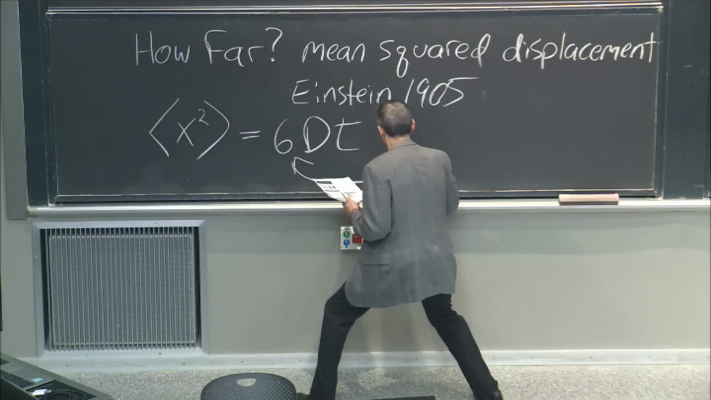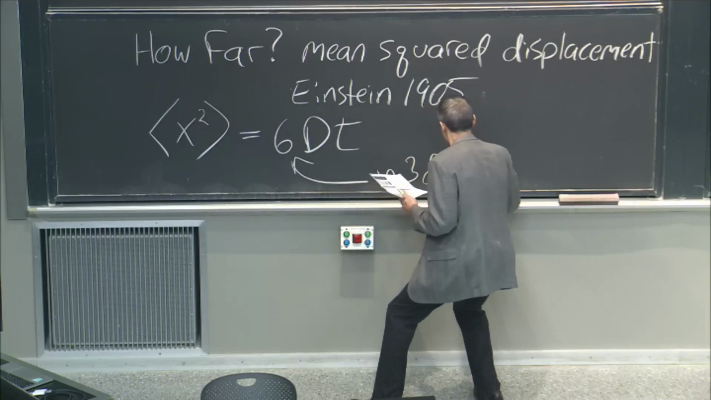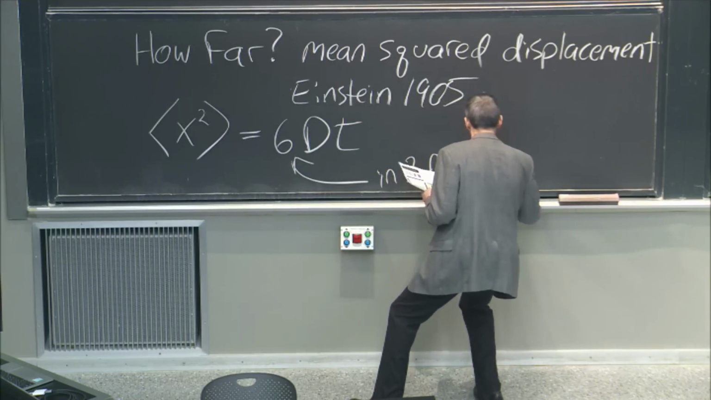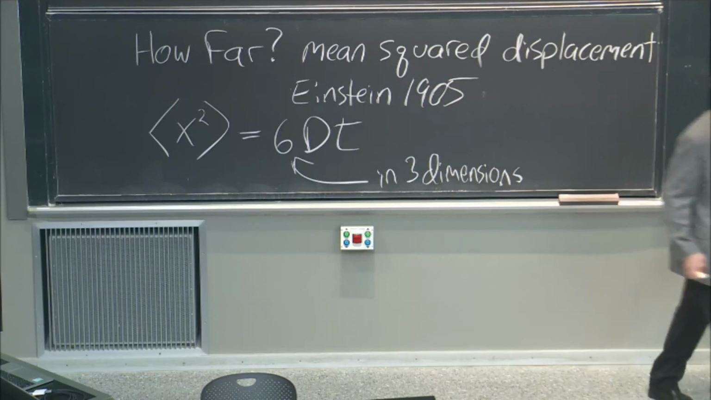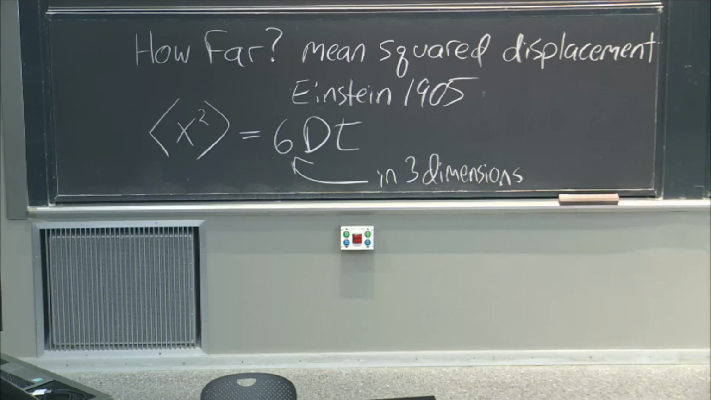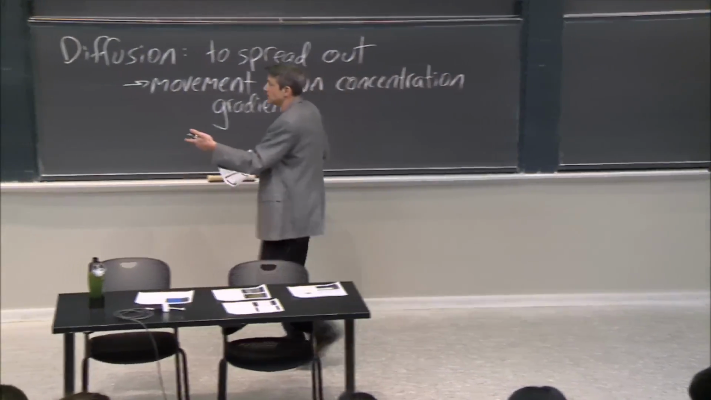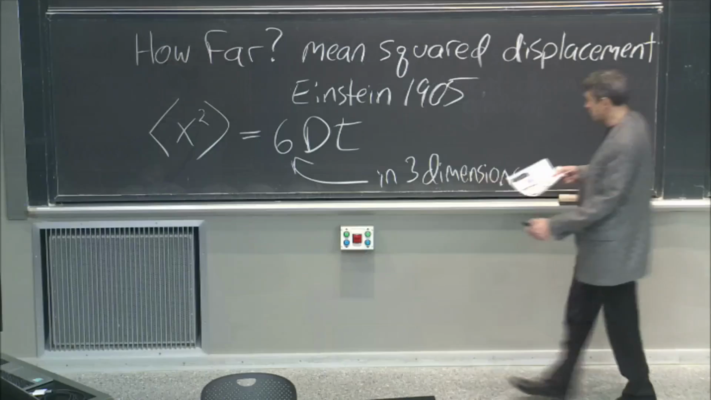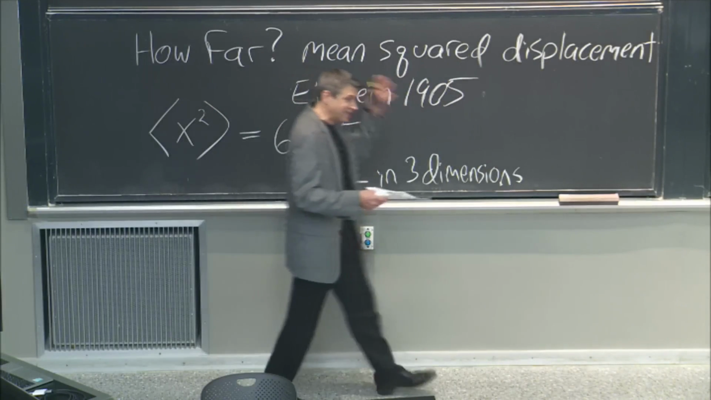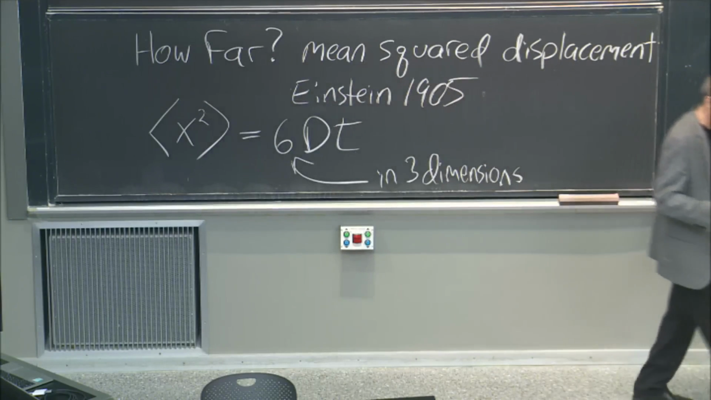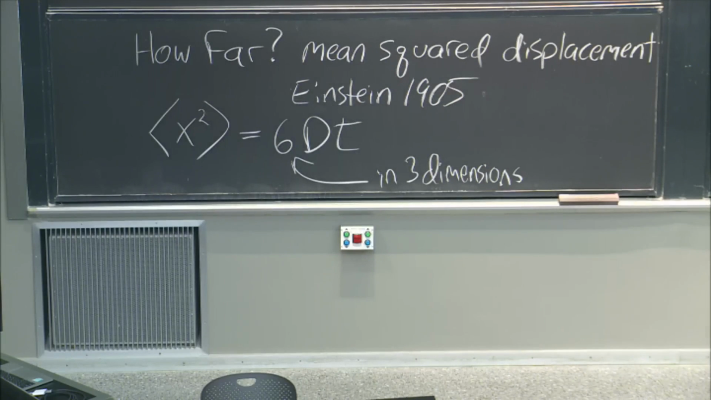This is in 3 dimensions. Well, if you're in 2 dimensions, it's 4. If you're in 1 dimension, it's 2. But the main point isn't that. The main point is that the mean square displacement is a function of some constant times time, right? And so if you just wait long enough and you know this constant, then you can figure out how far things diffuse. That was pretty cool.